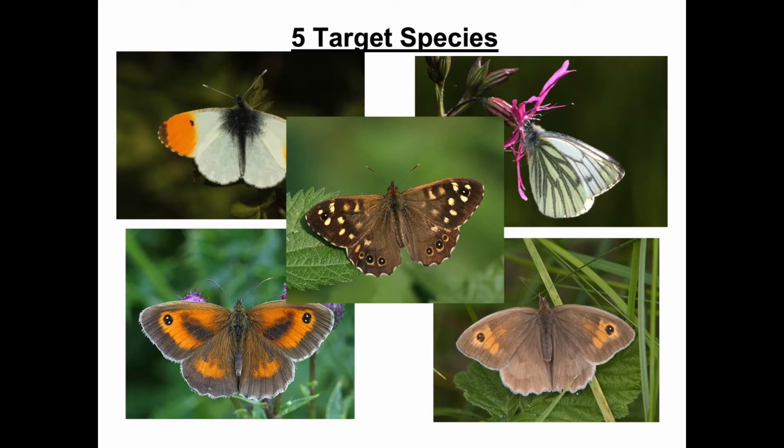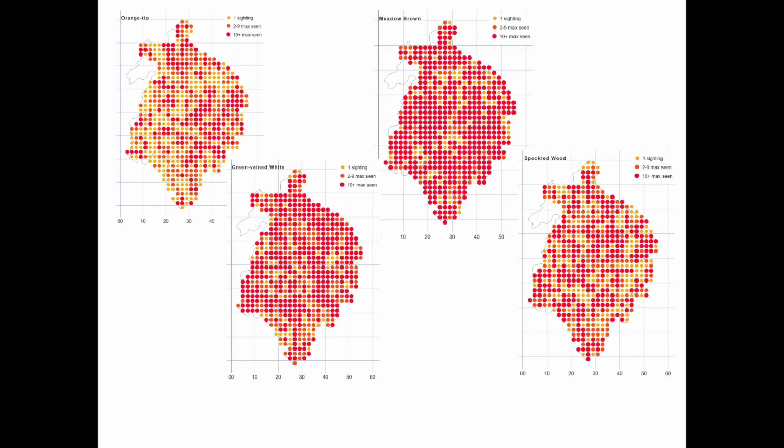To make sure every square is thoroughly recorded, as part of getting those 10 species, we always look to get these 5 widespread species in every tetrad as well. And that's the orange tip up here, the green-veined white there, speckled wood, gatekeeper and meadow brown. And the reason we do this is that these species come out at different times of the year and are also found in different types of habitat. So it's about recording every tetrad thoroughly. And you can see here in the last recording period, I haven't put gatekeeper up, but we got all those species in all those 620 tetrads as well.